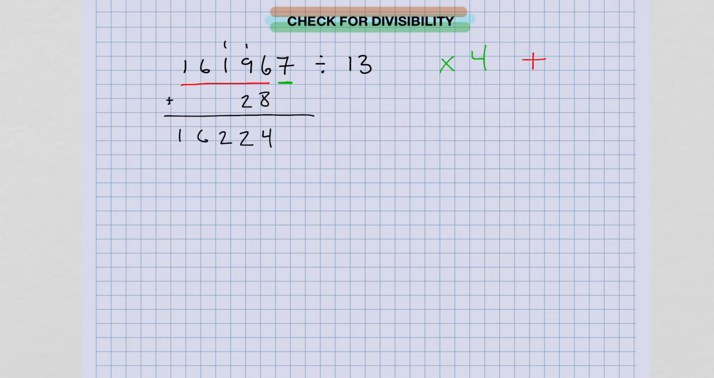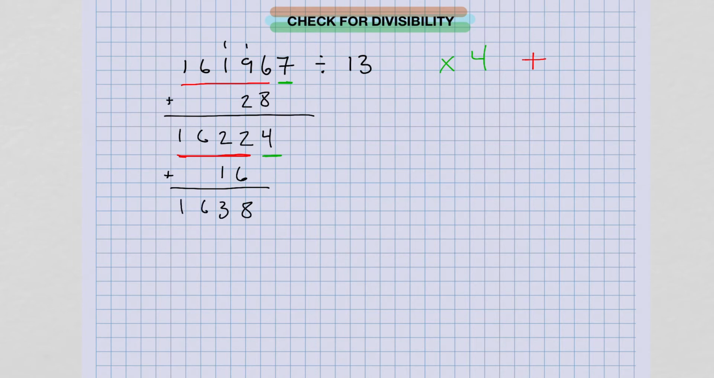We're going to take this last digit, multiply it by 4, and then add it to the remaining digits. So 4 times 4 gives us 16. So we're going to add 16 to all these digits underlined in red. 2 and 6 give us 8. 2 and 1 is 3. 6 and 1 carry down.